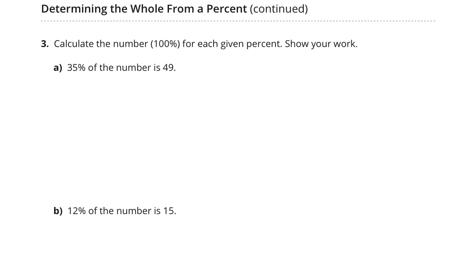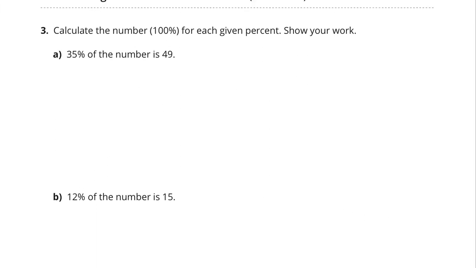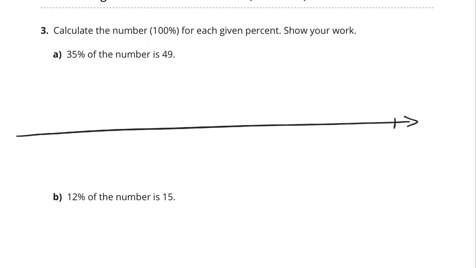Next, it's asking us to actually calculate things. So calculate the number for each given percent and show your work. So if 35% of the number is 49, I'm not allowed to change anything on this one, so I'm just going to draw my number line first without changing any of the values. Okay, 35% of the number is 49.